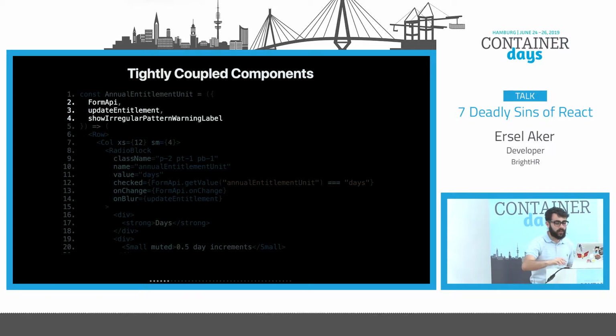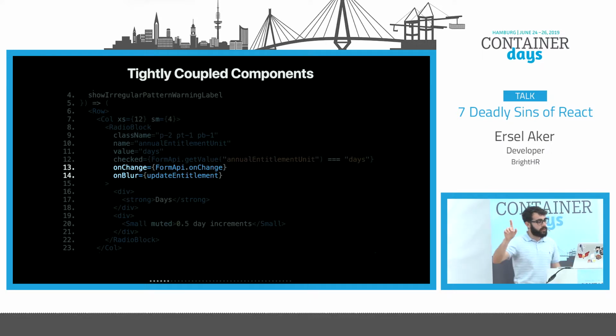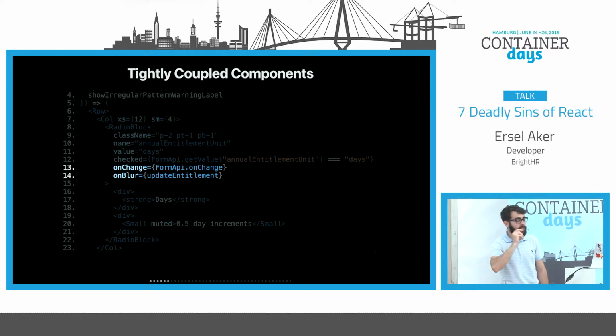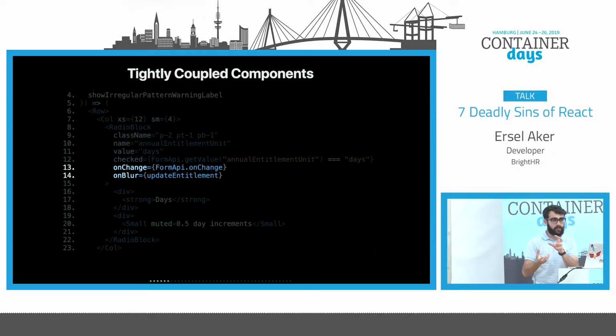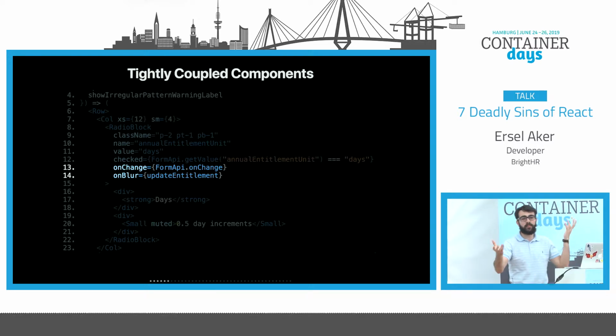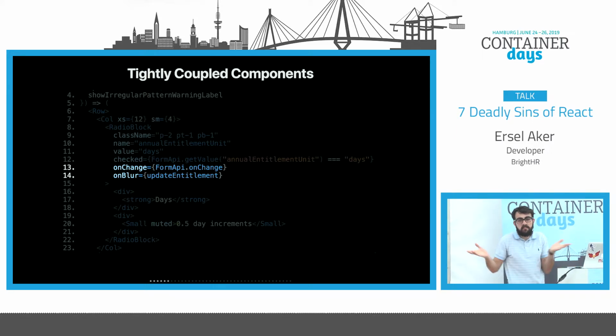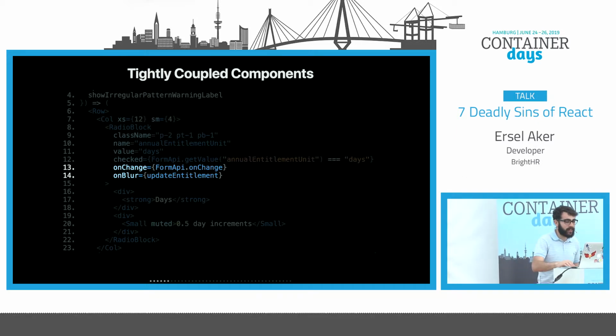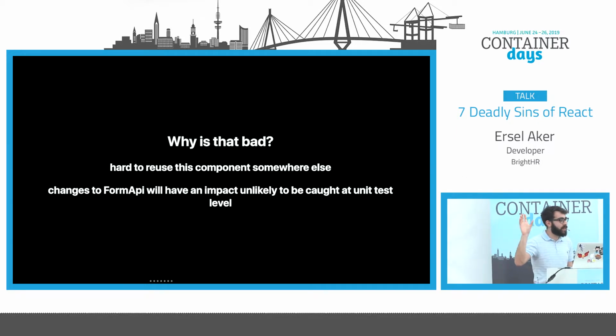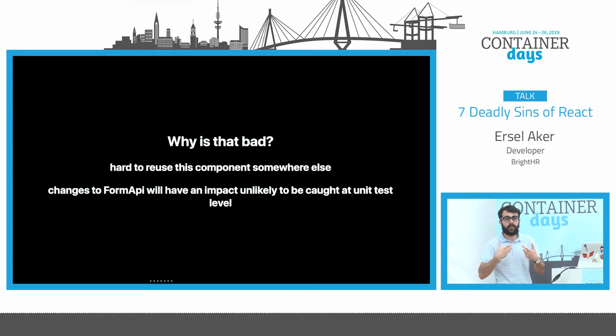And how is it used within the context of this component? You look at this formAPI.onChange, but the onBlur callback for this input element actually relies on the update entitlement prop. So it's making use of both the form API and some custom functions as well. You might think, do I need to call the form API onBlur in this instance as well? I don't know. Who knows? Nobody knows, right? And why is that bad, this type of coupling?